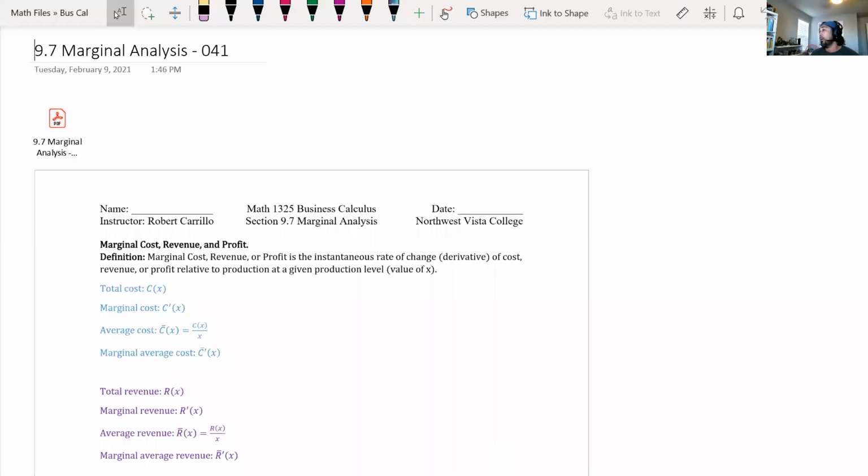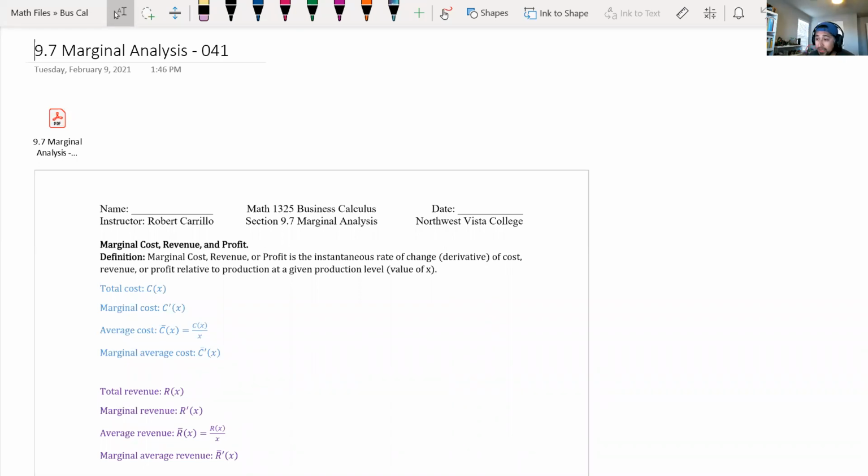All right, today's about marginal analysis. And when you see the word marginal, just know that that means that you are going to find the derivative. So we have marginal cost, marginal revenue, and marginal profit functions. And of course, what that means is that you're going to be able to find the slope at exactly one given x value for the cost, revenue, and profit functions.